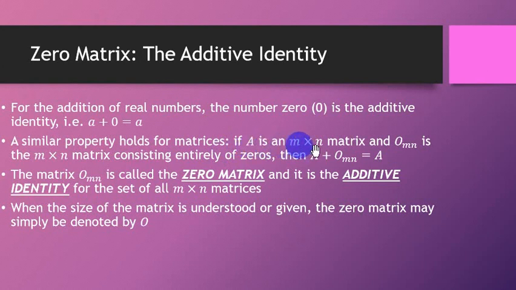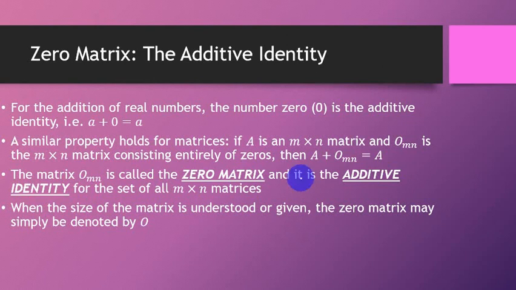If A is an m by n matrix and O sub mn is the m by n matrix consisting entirely of zeros, then A plus O sub mn is equal to A. So the matrix O sub mn is called the zero matrix, and it is the additive identity for the set of all m by n matrices.